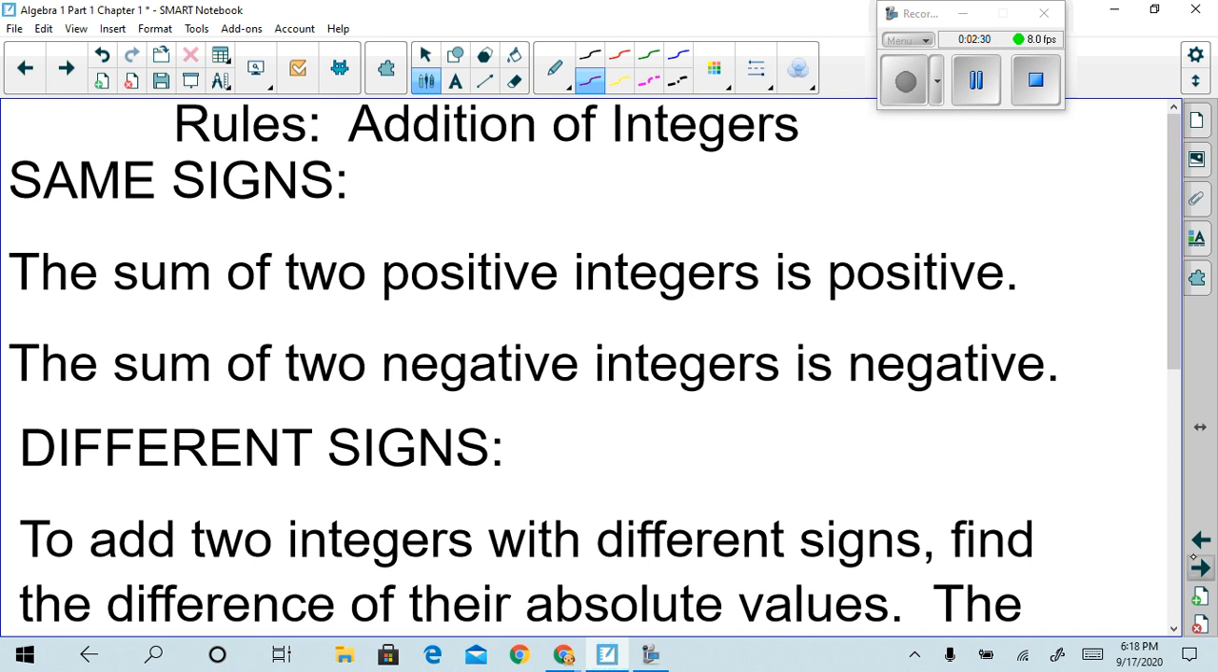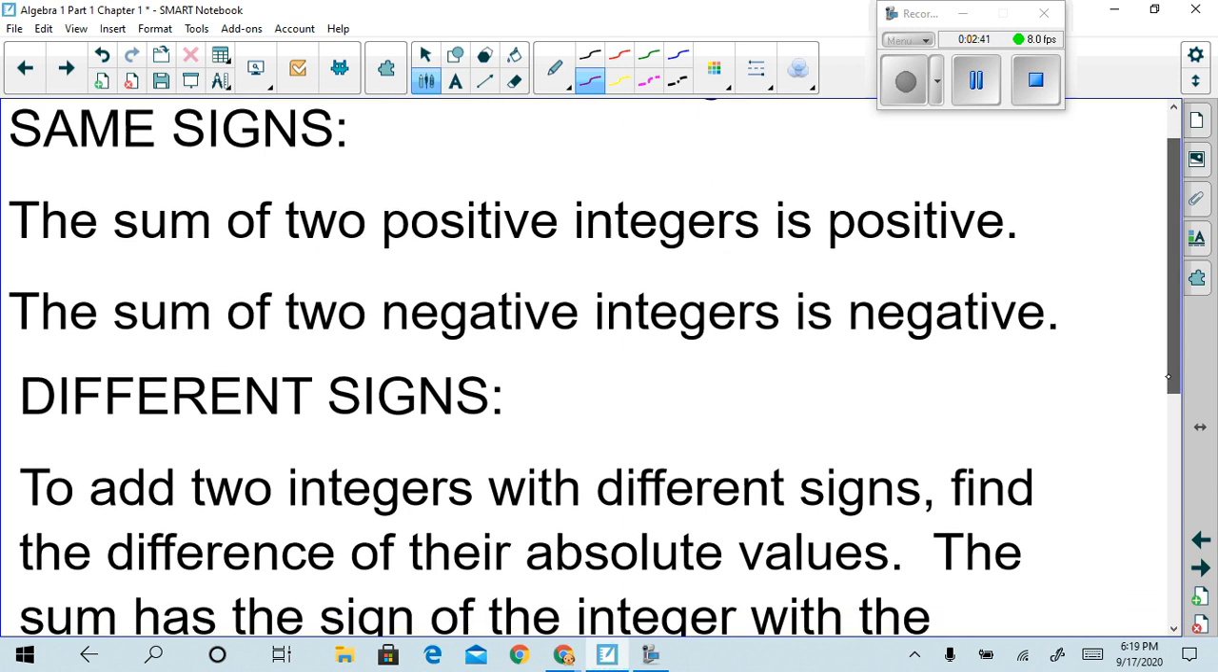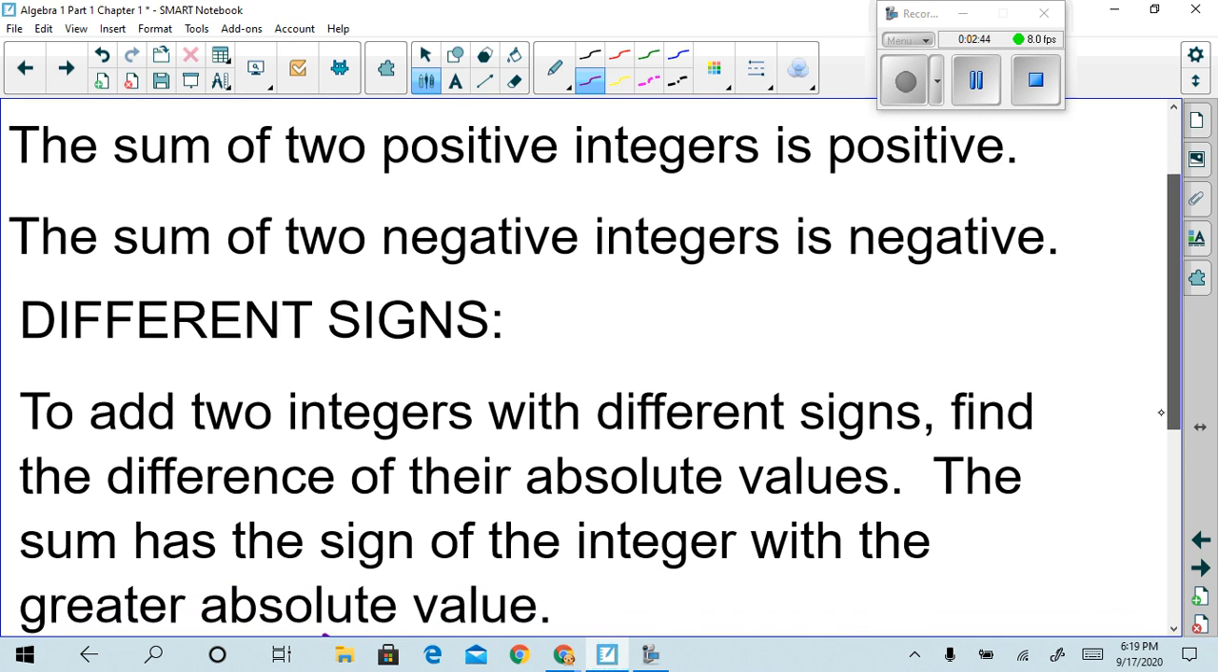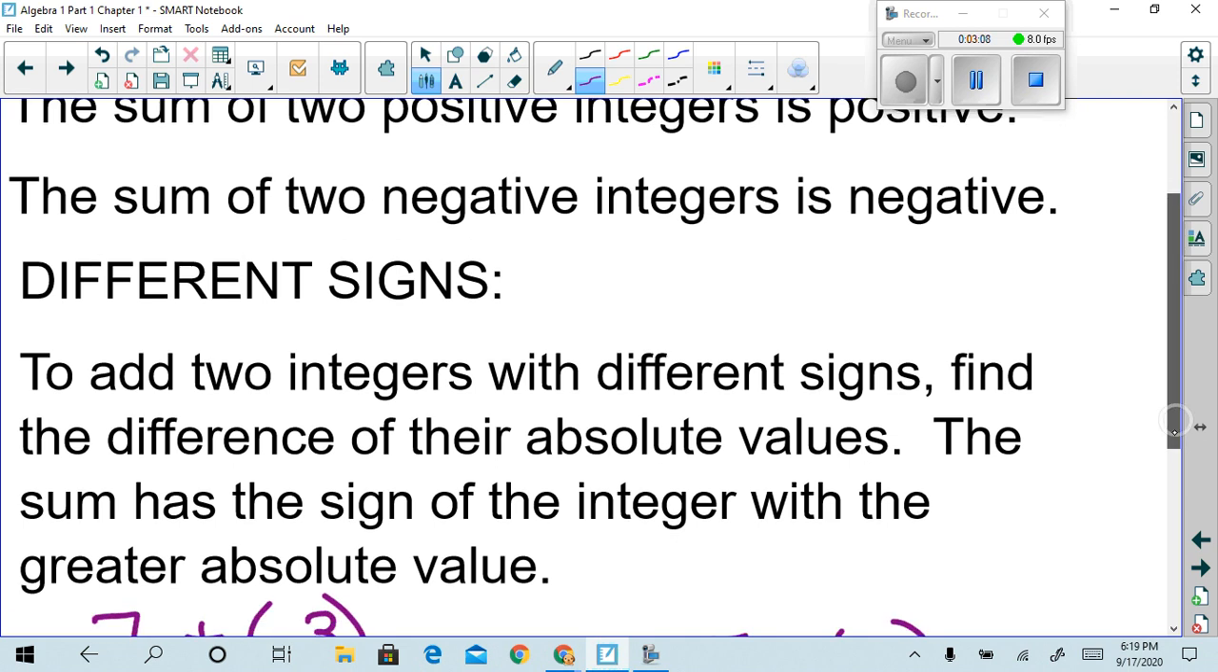That leads me into the second definition. Now the first definition is here. The sum of 2 positive integers is positive, the sum of 2 negative integers is negative, so we know when the signs are the same, you just add and keep the sign. Here's a rule that we want to refresh our memories on. To add integers with different signs, you find the difference. What does that mean? You subtract their absolute values. Now, to figure out what sign the ending result will be, we take the sign of the integer that had the greater absolute value. It looks like the bigger number.